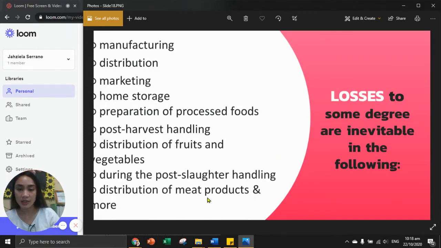Okay, so another slide. It's a bit tilted here. So, losses are to some degree inevitable in the following. When we say inevitable, we can't really say, no? You cannot prevent loss from happening. It depends on the handling of the staff or the person. So, for example, losses may occur during manufacturing, maybe because of the environment around the factory, maybe because of the ventilation, etc.